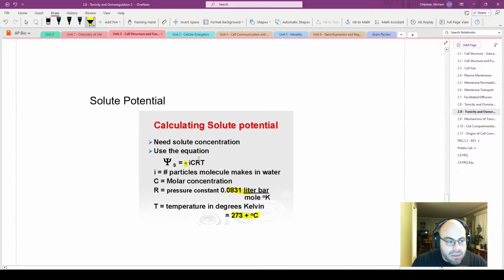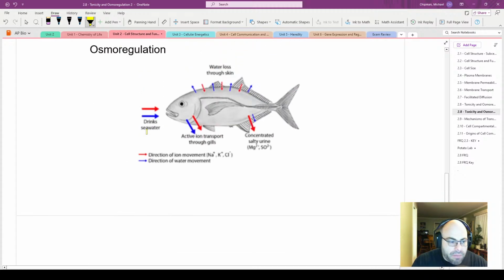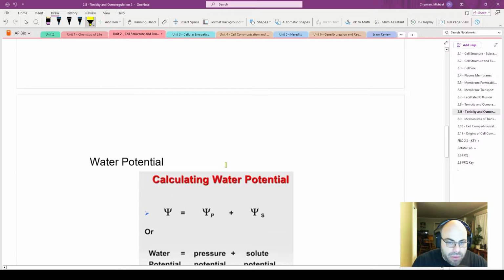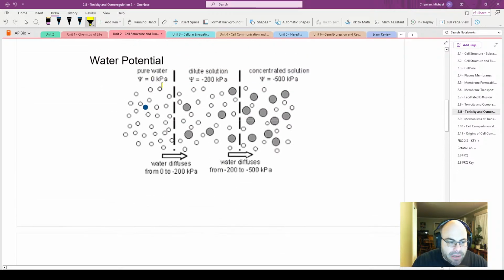So let's see. That was water potential. Oh, yeah. And then you add those numbers together, right? So you're going to have pressure and solute. That's going to be one side. You're going to have that on the other side. You add it together. And then which one's higher? That tells you which way water goes. Hopefully that was helpful. I know I went really fast.